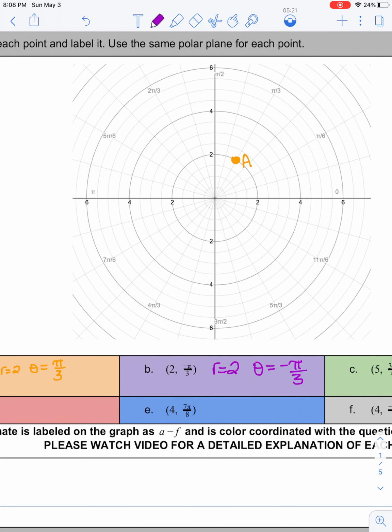Focusing on my polar axis, I need to go in the negative direction and plot along the radial line that would build an angle between these two rays of negative pi over 3. That also corresponds with 5 pi over 3 if we had gone in the positive direction. Because our radius is 2, we plot 2 units away from the origin. So point B lives there.